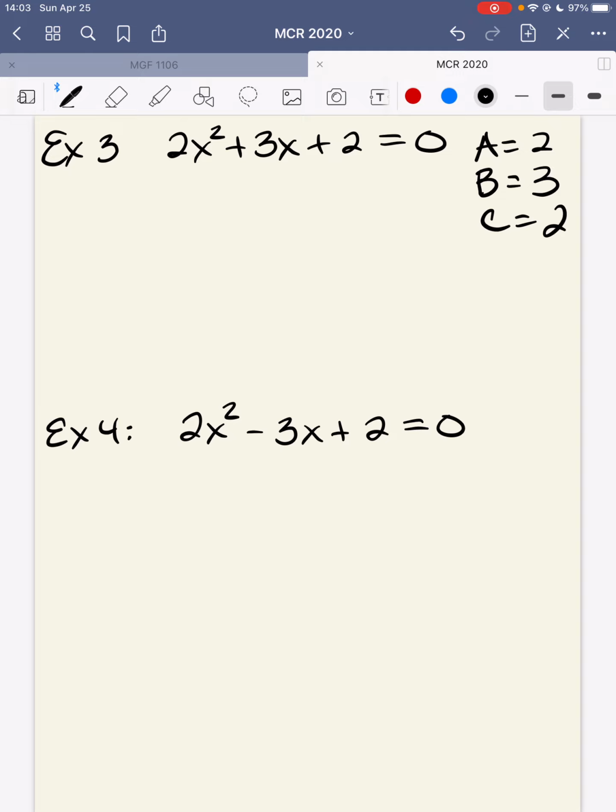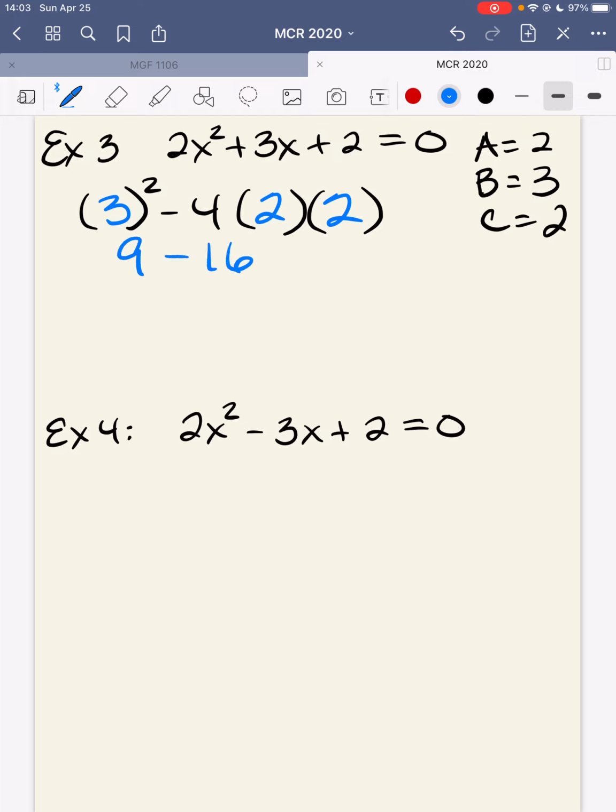All right, so go ahead and create my skeleton. B is 3, A is 2, and C is 2. Okay, so I have 9 minus 16. Right, this gives me negative 7. And so my solution is plus or minus the square root of negative 7. This gives me 2 non-real solutions.